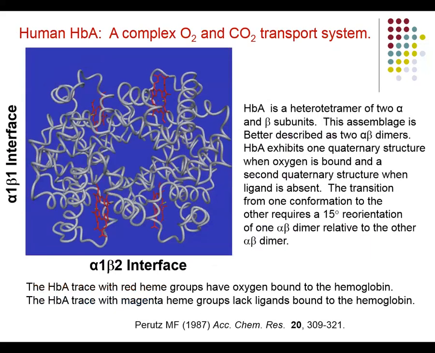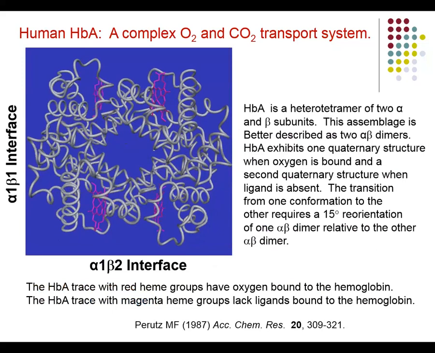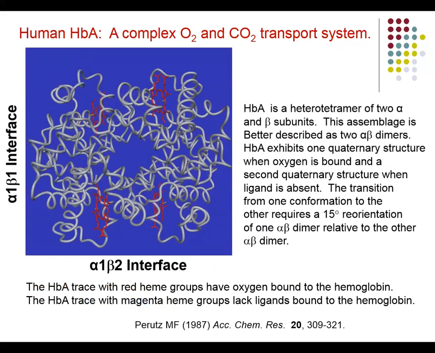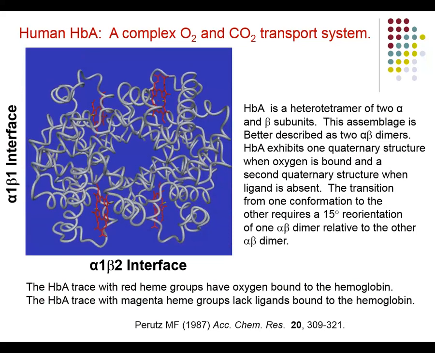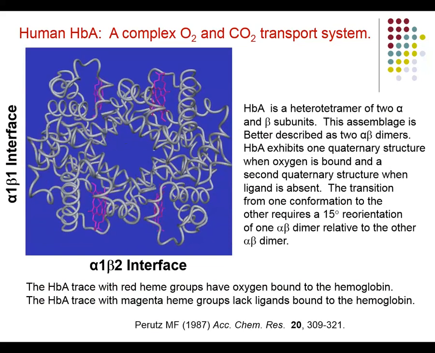Now, structurally, the R and T states can be, at least to a first approximation, understood in terms of two quaternary structures. We have a high affinity R state structure, which is shown with the red heme groups, and we have a lower oxygen affinity T state structure, which is shown by the magenta groups. And these two structures are very similar, but they differ in their quaternary structure by about a 15-degree rotation of one alpha-beta pair relative to the other. This is how we define an R state and a T state to the first approximation.